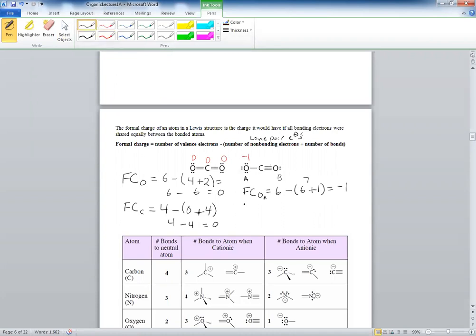Now, the carbon is next. You can obviously look from here. When it has 4 bonds, it's going to be 0, but we're going to show you: 4 valence electrons for carbon, minus any electrons in the lone pairs. There are no lone pairs. Plus 1, 2, 3, 4 bonds. So that would also be a 0.